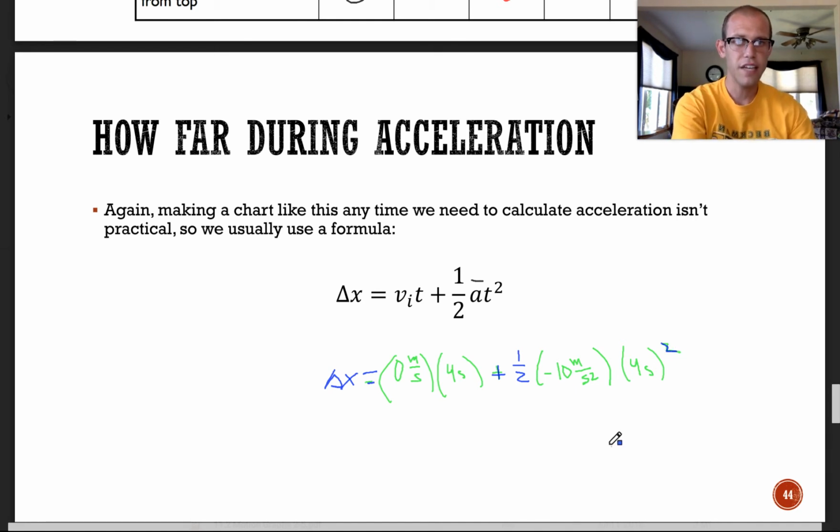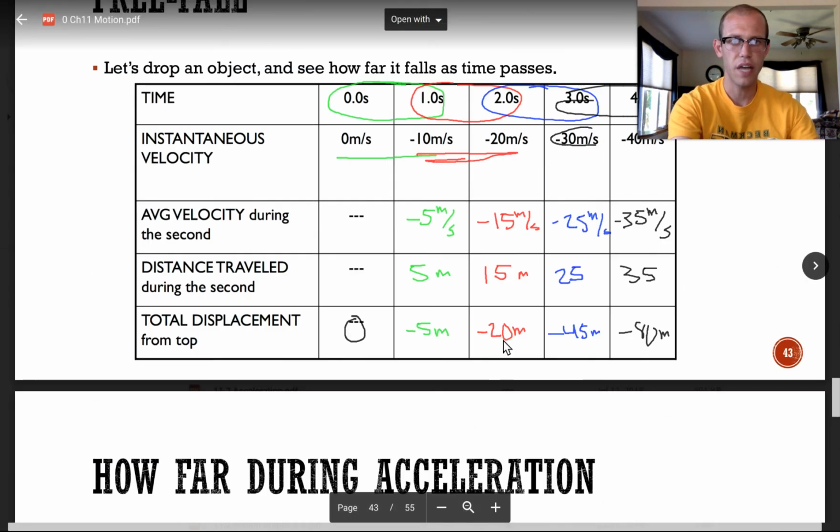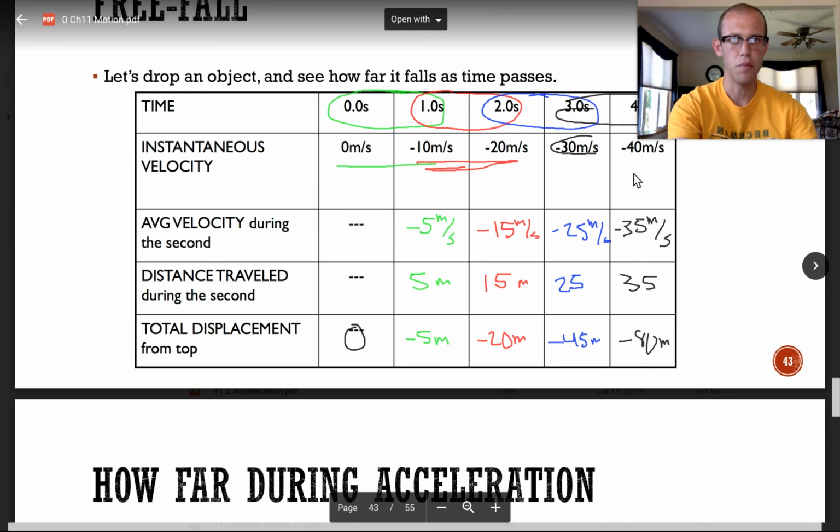So when I finally calculate this, I'll have this as 0, 4 squared, which is 16, half of negative 10, which is 5, and 5 times negative 16 will be negative 80. Our label should all cancel out, because notice seconds squared will cancel out with seconds squared, so I'm only left with meters. And that's the exact same answer we got out for our above problem at 4 seconds.